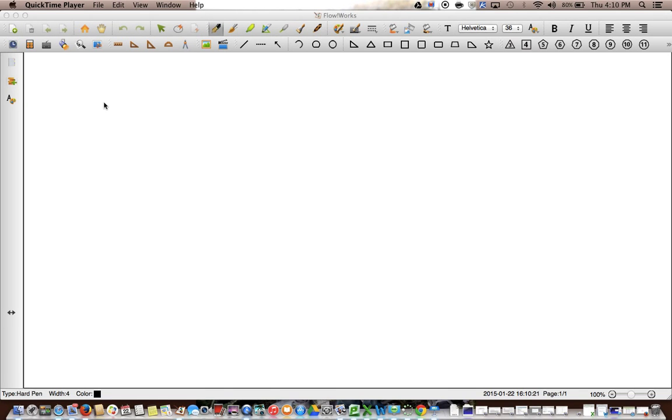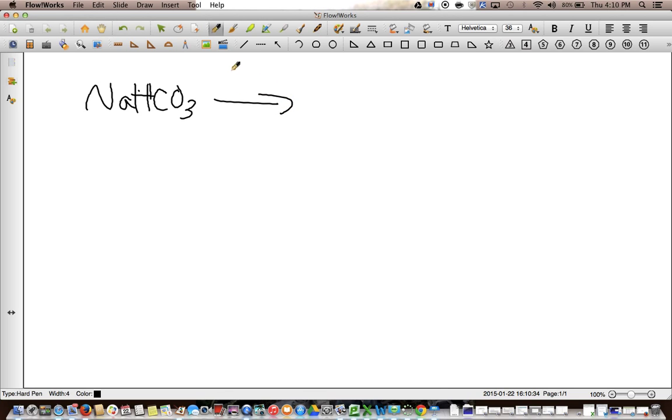Okay, so if we look at your information from your lab, let's start with the baking soda. Baking soda is known as sodium hydrogen carbonate, and that is NaHCO3, and then we heated it. So that's going to be our catalyst. So we're going to put heat over the arrow. All right, so we get three products out of this.